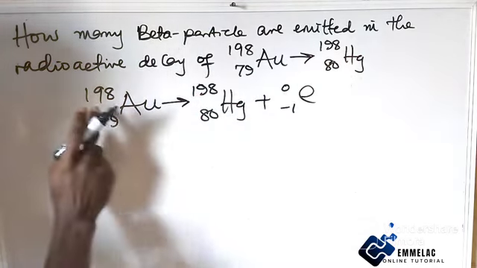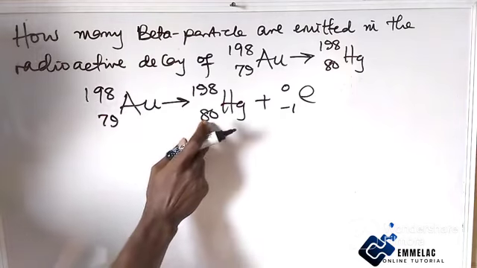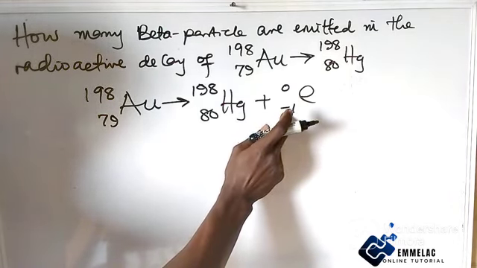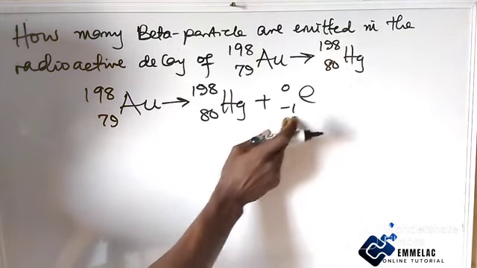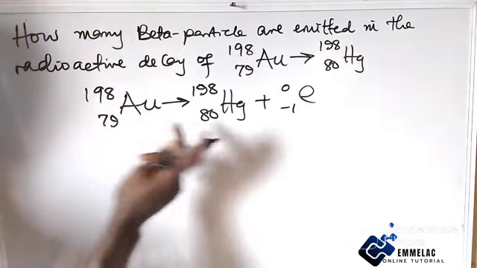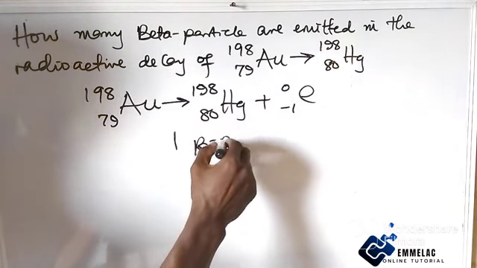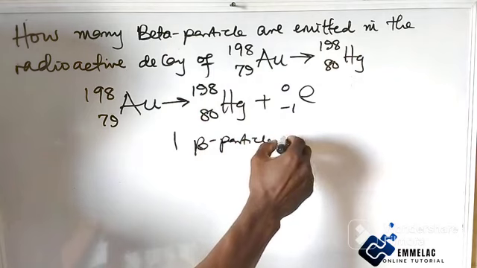198 plus 0 will give us 198. Now 80 plus minus 1 will give us, so we only have what? 1 beta particle emitted.